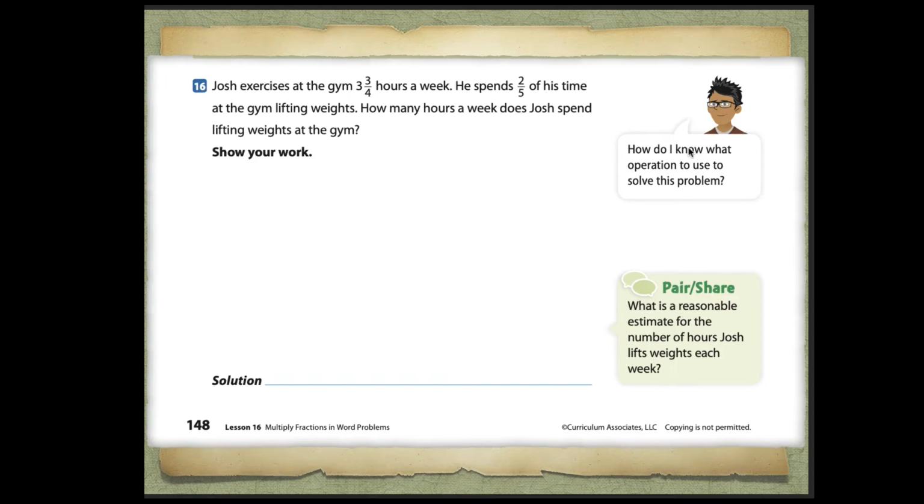Now that I have modeled how to solve a multiplication of mixed numbers problem, it's your turn to try it. Let's look at number 16. Josh exercises at the gym 3 3/4 hours a week. He spends 2/5 of his time at the gym lifting weights. How many hours a week does Josh spend lifting weights at the gym? I'm going to ask you to pause the video in a second. You're going to make sense of the problem and solve. When you're finished, resume the video and we'll go over the problem together. Pause now.